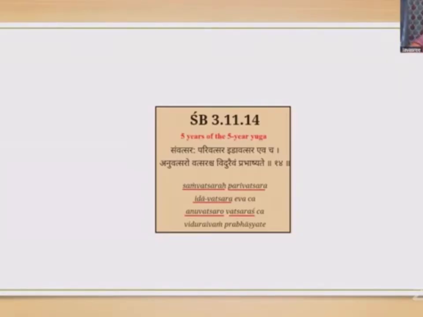Here, Srimad Bhagavatam, 3rd canto, 11th chapter, 14th verse. It talks about the 5 years, the names of the 5 years. So we have the names of the 4 yugas, like Chaturyugas, Kali, Dwapara, Treta, like that. They had the names for the 5 years, that is Samvatsara, Parivatsara, Idavatsara, Anuvatsara, and Vatsara.